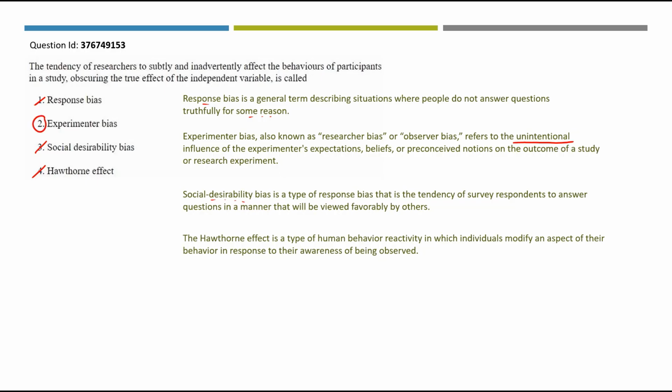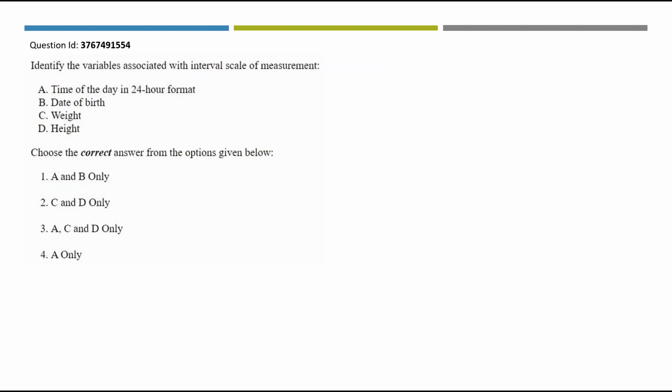Along with the right answer, try to gain ideas about even the other options so that in some other question paper or in another exam, you will be able to use this particular learning. Next question. Identify the variables associated with interval scale of measurement. In the previous year question paper, we actually had it in the form of match, interval variable, ratio variable and all. So we saw an example for each variable. Here the question is very specific to interval scale of measurement.